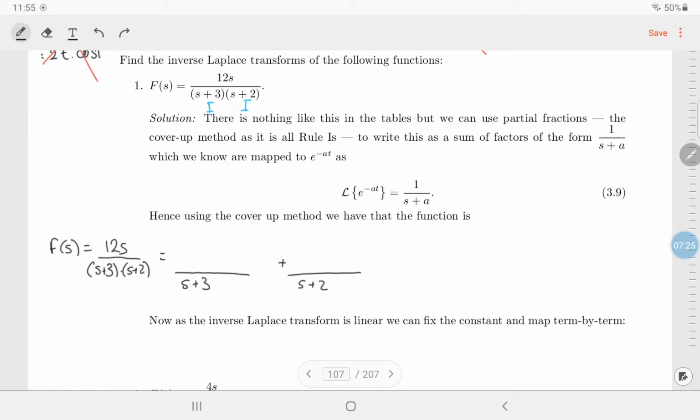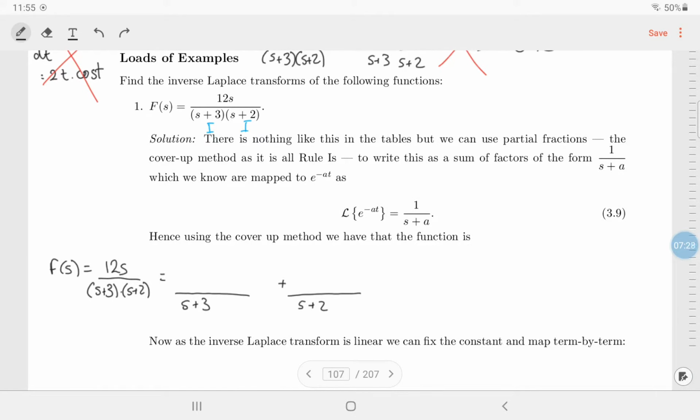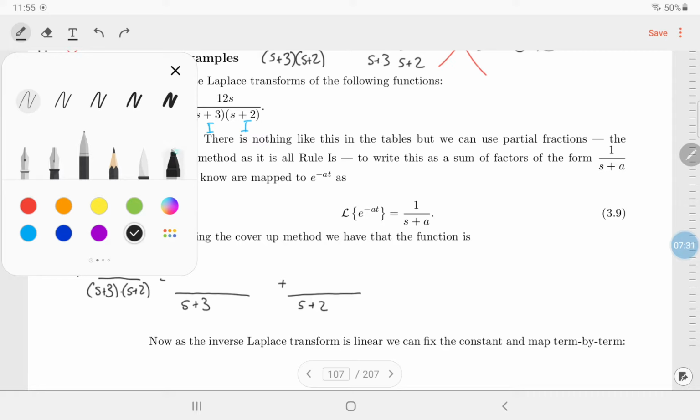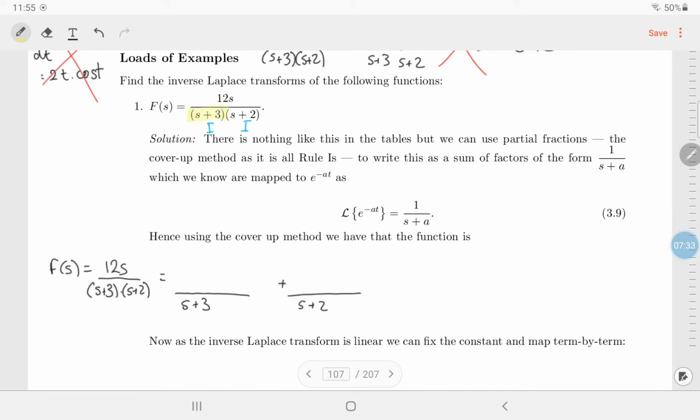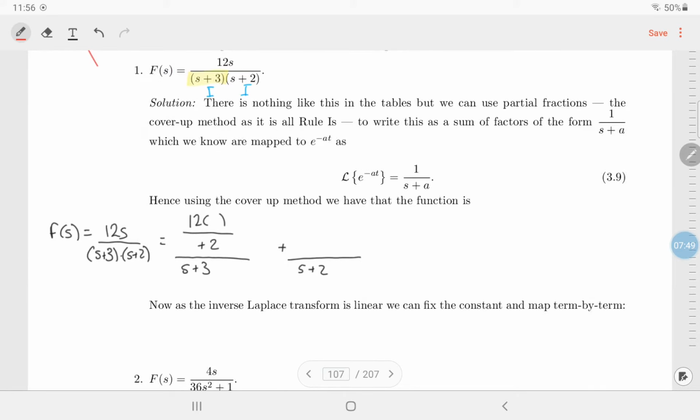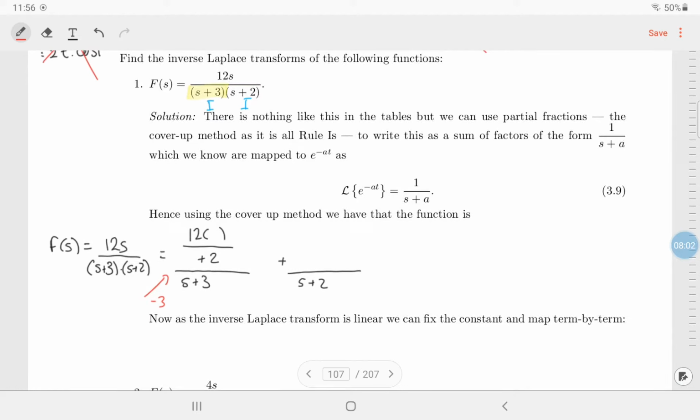So for s plus 3, I'll go back to the thing up above in terms of the colors. So for s plus 3, what am I going to do? I'm going to cover up s plus 3. And what am I left with? 12 times s over s plus 2. Okay, and what am I going to substitute in for s? The value of s that makes s plus 3 equal to 0, which is minus 3. Now you only put it into the above the line. You leave the s plus 3. You can't put s minus 3 into the bottom. You'd have division by 0, and that's not what the cover-up method is anyway. Okay, so that's that side of the house.